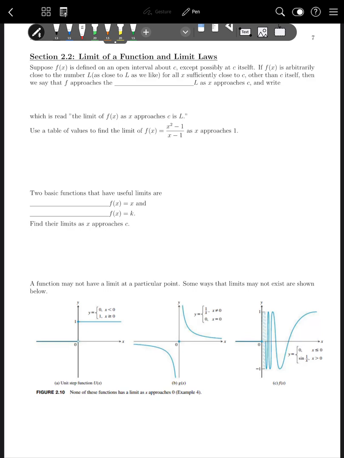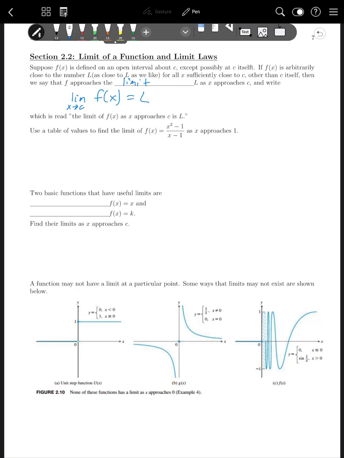So suppose that f of x is defined on an open interval about c, except possibly at c itself. If f of x is arbitrarily close to the number L, as close to L as we like, for all x sufficiently close to c, other than c itself, then we say that f of x approaches the limit L as x approaches c, and write the limit as x approaches c of f of x equals L. Okay, so that's the idea.